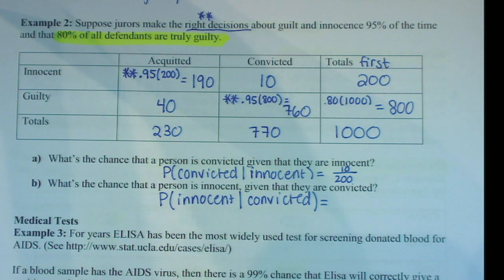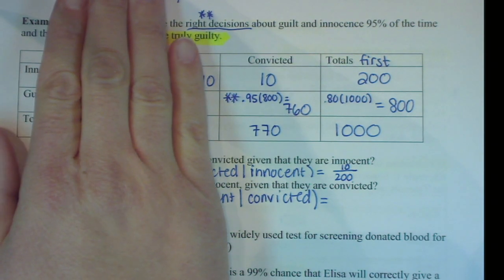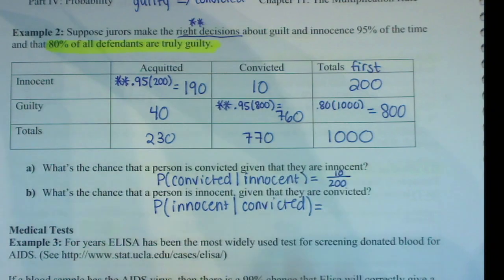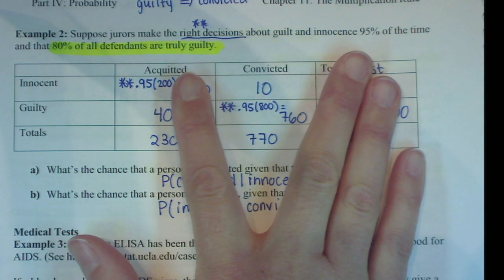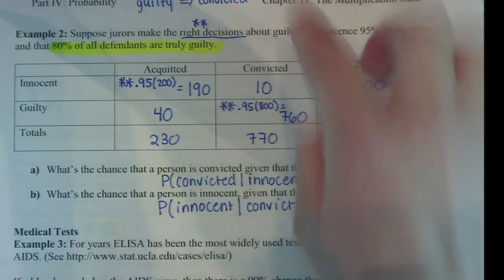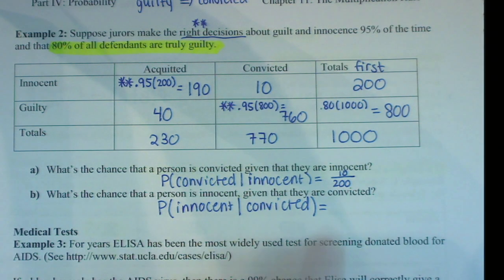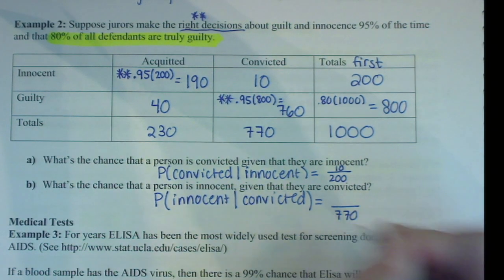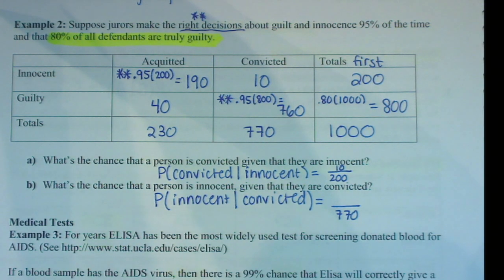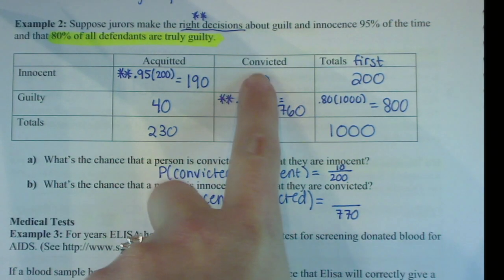So probability that they're innocent. Now we're saying given that they're convicted. So I'm not looking at the acquitted people. I'm not looking at the total. If I didn't have to hold this mic, I would get rid of the first and third columns, but we're just looking at the convicted column. We're saying given they're convicted, they're one of the 770 people who are convicted. What's the chance that they're actually innocent?